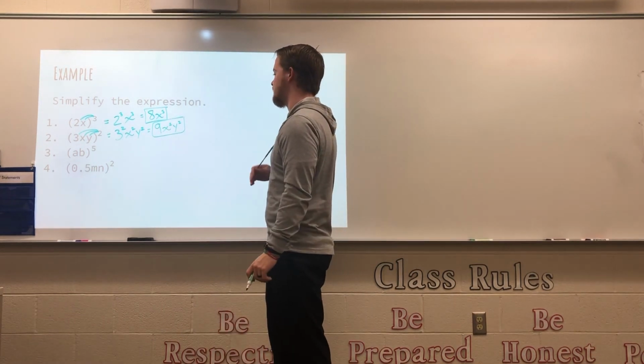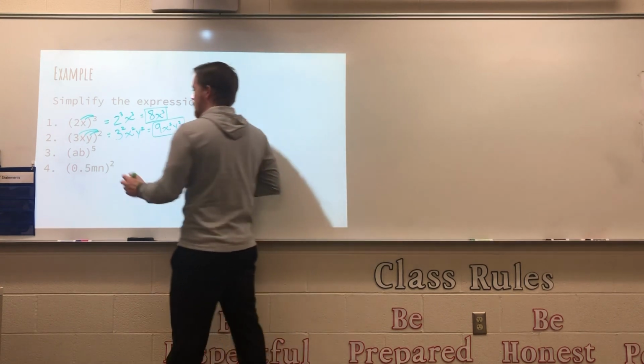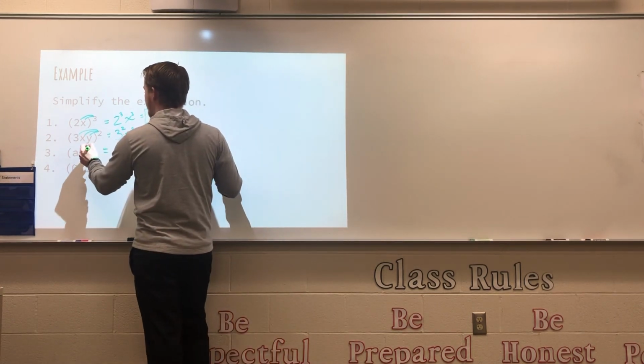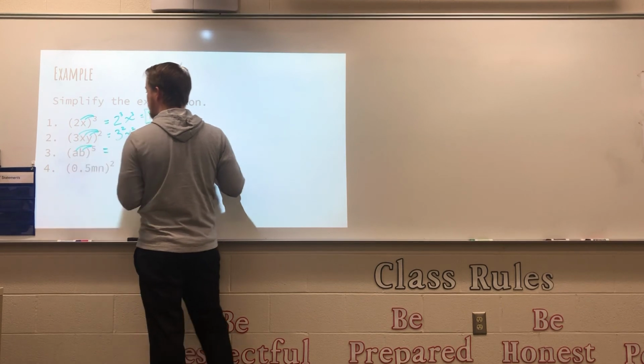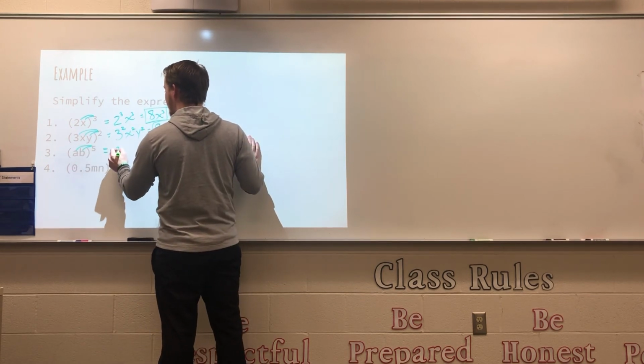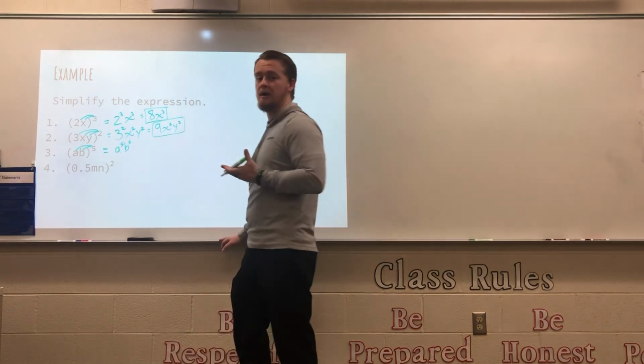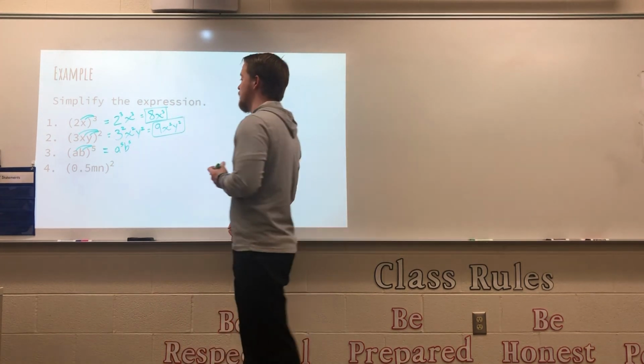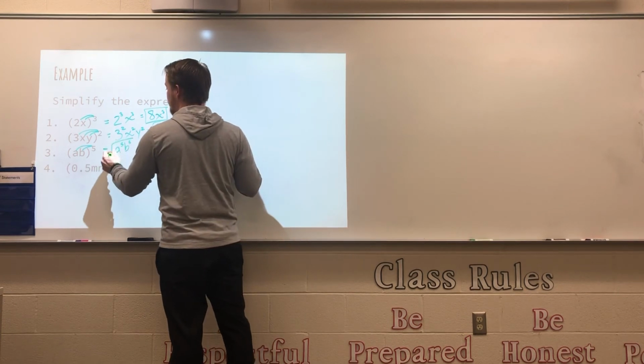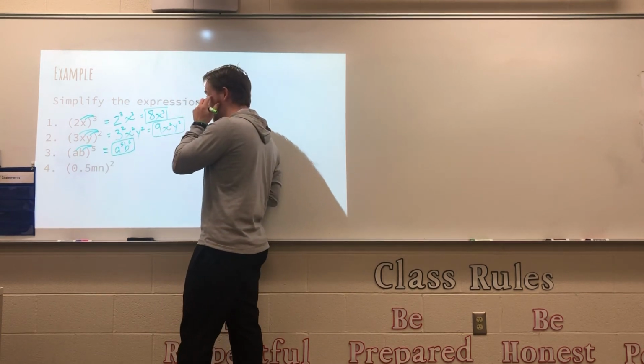Okay, you can try these last 2. So here, we have ab to the 5th. So I'm going to take that 5th power to both of those. So we have a to the 5th, b to the 5th. We have no number to a power or to an exponent, so therefore that would be my final answer. I can't simplify that any further.